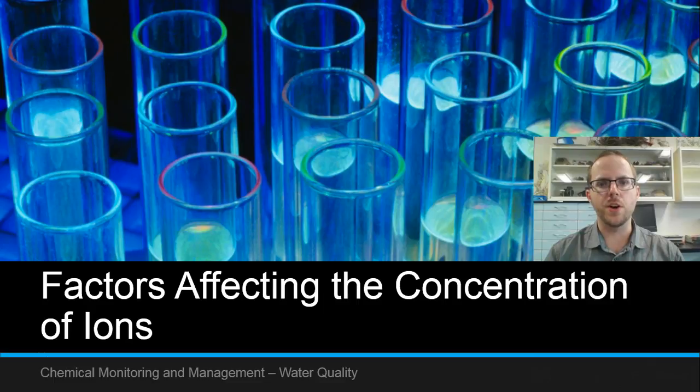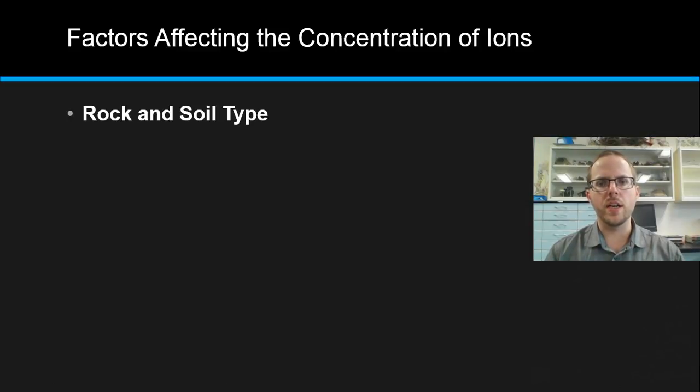So the first thing that's going to influence what ions we find is the rock and soil type. As the water makes its way through the environment, it passes through different rocks and soil. So depending on exactly what minerals are present, different ions will appear in different concentrations. For example, limestone contains a lot of carbonate and calcium ions, which is what we would find in the water.